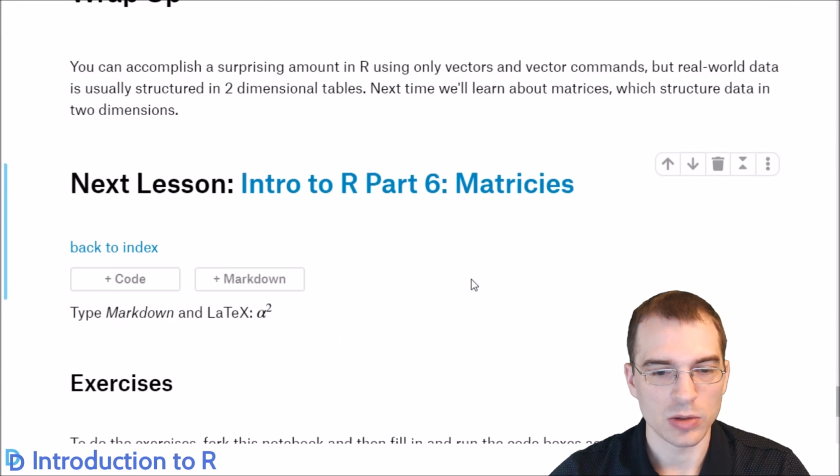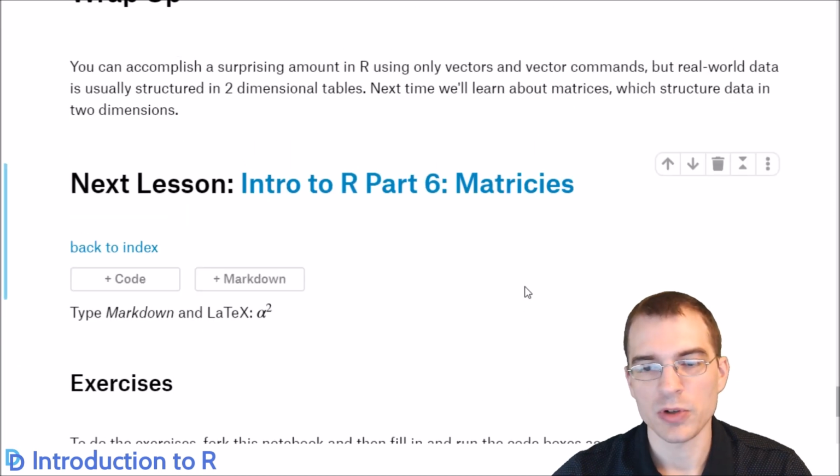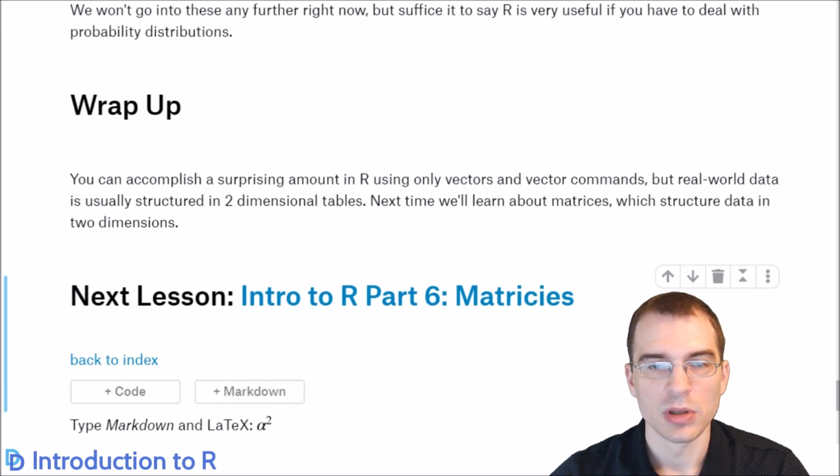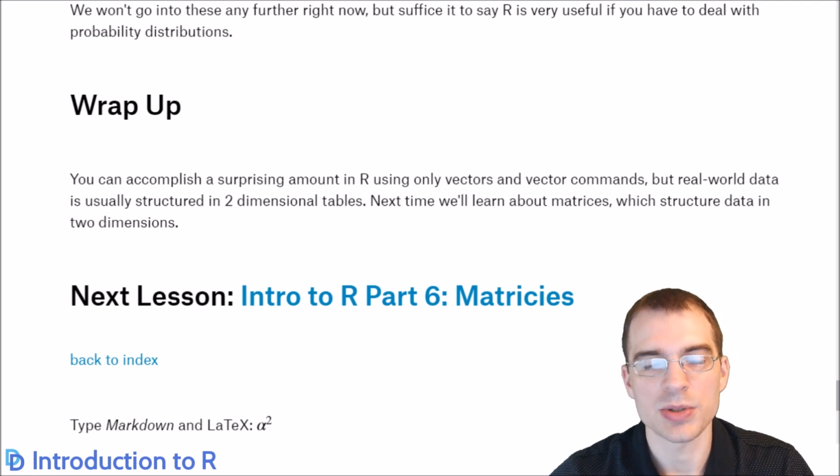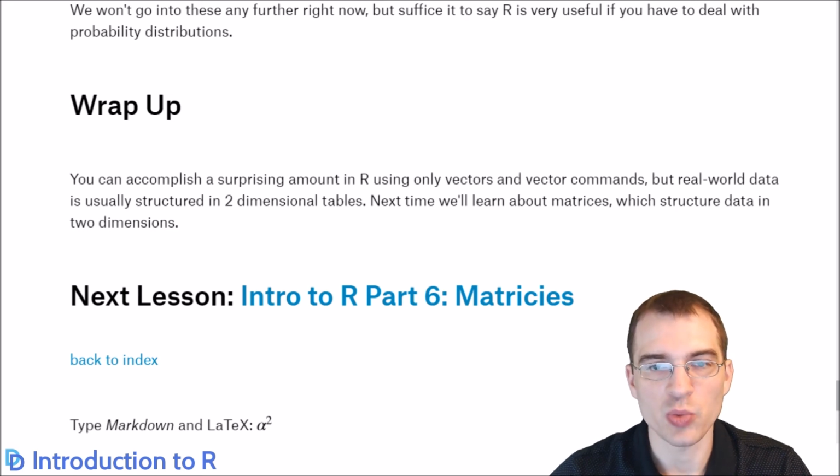So that concludes our first look at vectors. Now, real world data is often stored in two-dimensional tables with records that each have variable values. So it's essentially a table of rows and columns. And a vector only has one dimension, length. So in the next lesson, we'll learn about our first two-dimensional data type, the matrix. So look forward to part 6, matrices.